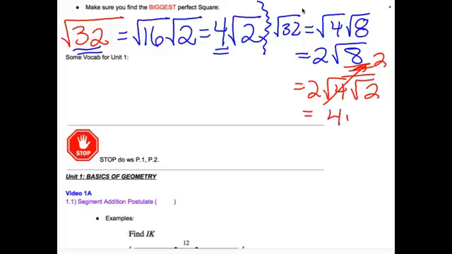2 times 2 is 4. And notice I didn't get the wrong answer. I just had to take 2 stabs at it. But what is wrong is leaving this, because here's why.